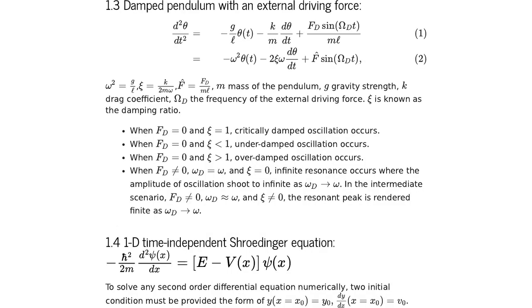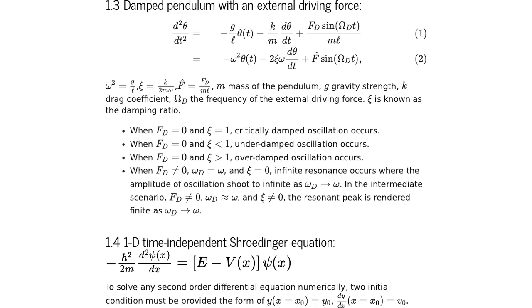Continuing our exploration of second-order ODEs, let us consider a more complex system, the damped pendulum subjected to an external driving force. Its equation of motion is given by the second derivative of the angle theta with respect to time t equals negative omega squared times theta, minus a damping term 2 zeta omega times the first derivative of theta with respect to time, plus a driving term f hat times sine of omega sub d t. Here, omega squared is g over L, zeta represents the damping ratio which depends on the drag coefficient k and mass m, and f hat incorporates the external driving force F sub d.